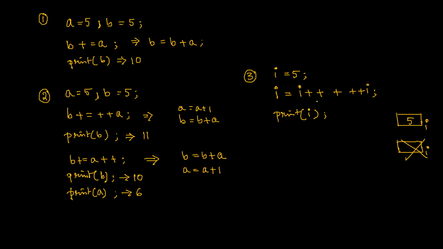So basically this post-increment need not be thought about for this addition, but this pre-increment is needed, right? Because this is pre-increment, what will happen if you want to execute this one? i will be incremented first.